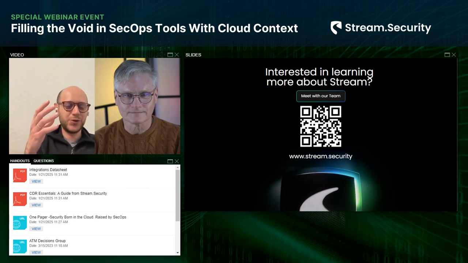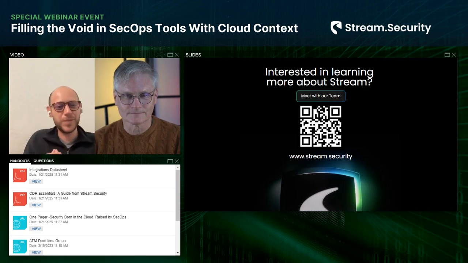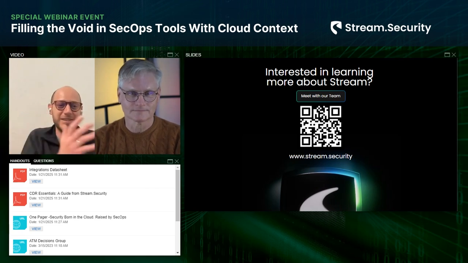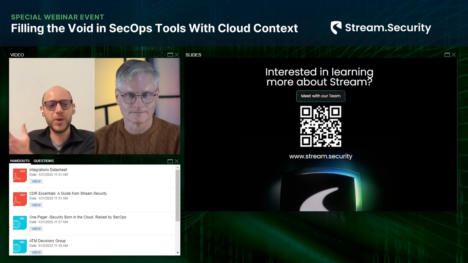CDR should be able to do those in a smart way, grouping stuff together. So for example, if you have an auto-scaling group, you won't want to build a separate baseline for each instance in the auto-scaling group. You actually want to learn the entire auto-scaling group as a single asset. Same thing for Kubernetes pods, etc.